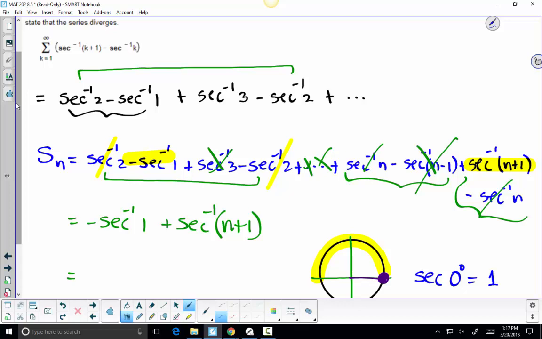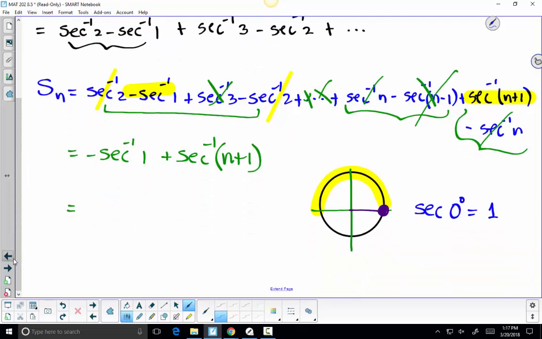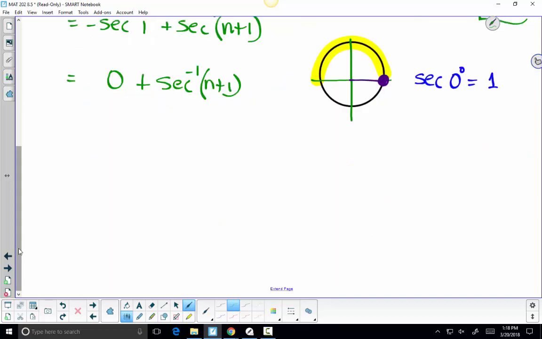All right, so this tells us then that we have negative 1. Oh, no, I said that wrong. I looked over there. Inverse secant of 1 is 0. I should have a 0 there. So negative 0 is 0. Plus, we'll just leave it like this for now. So there's our S sub n. S sub n is equal to inverse secant of n plus 1.